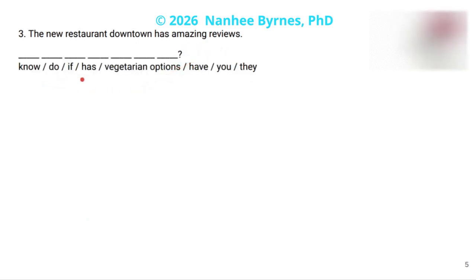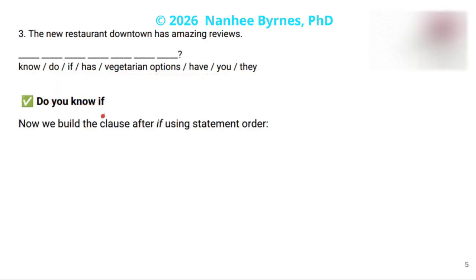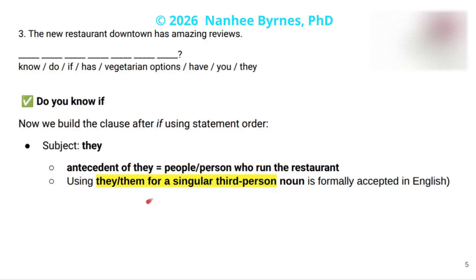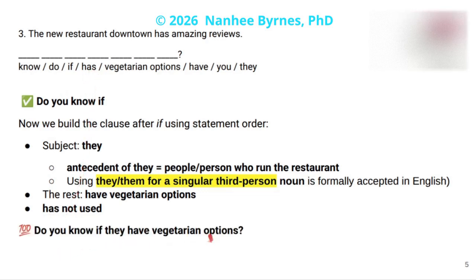Question 3. Prompt. The new restaurant downtown has amazing reviews. Words given, know, do, if, has, vegetarian options, have, you, they. Again, ETS is testing the same pattern. We start with the fixed phrase, do you know if? Now we build the clause after if using statement order. Subject, they. Verb, have. Object, vegetarian options. Notice that has is a distractor here. Ignore it. Final sentence, do you know if they have vegetarian options?